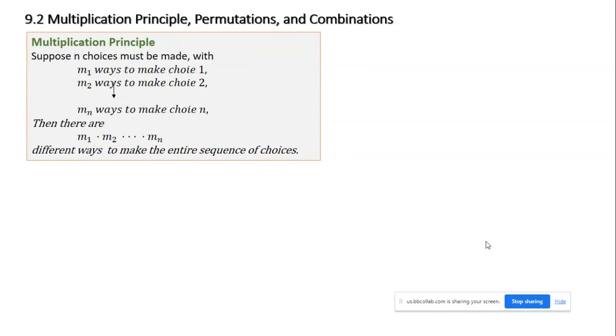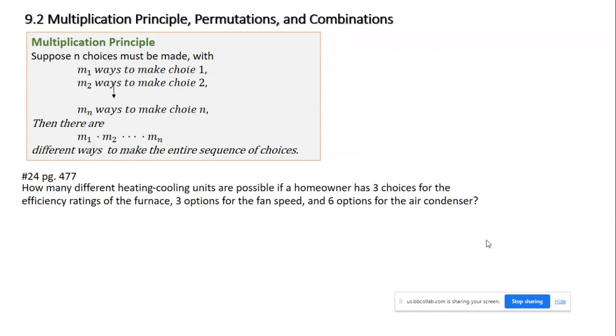So the multiplication principle is to figure out how many choices we can have, okay? So the best way to see an example is to look at this problem here. That's on page 477. How many different heating and cooling units are possible if a homeowner has three choices for the efficiency rating of the furnace, three options for the fan speed, and six options for the air condenser? Okay, so for us to determine the number of possibilities that an owner can select a heating and cooling unit, we're going to apply our multiplication principle.